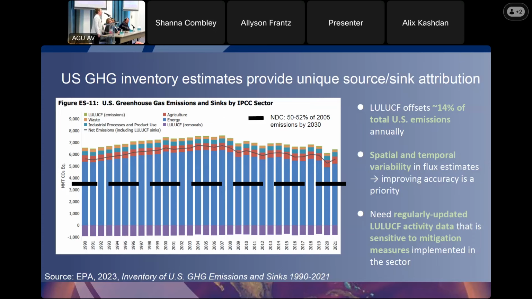national estimates. And so to constrain the uncertainty and also improve the accuracy of these estimates, we need regularly updated LULUCF activity data where we want to reduce the latency between when the data is collected and when it's available to be included in the inventory. And we want to improve the temporal and spatial resolution of that data as well. Next slide.